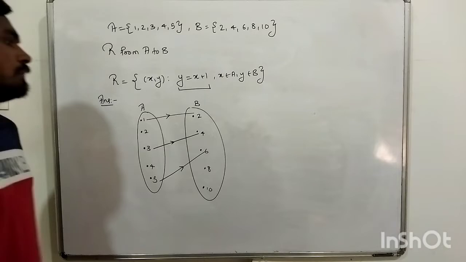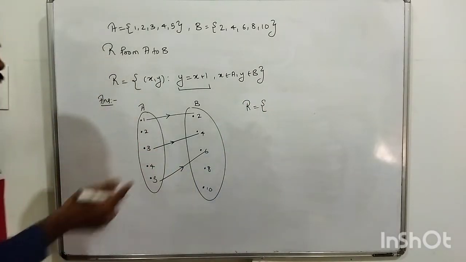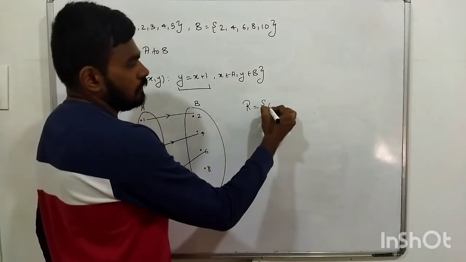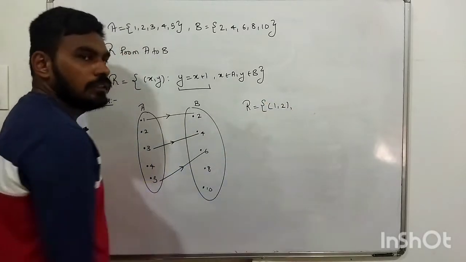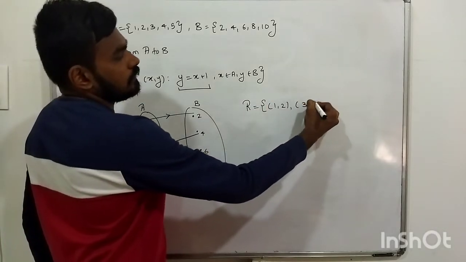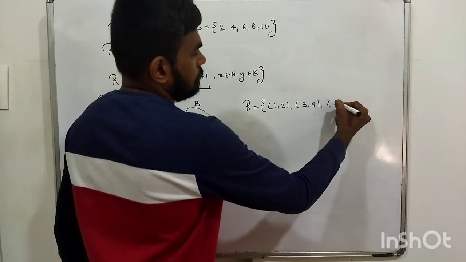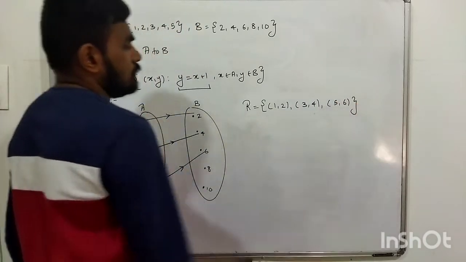And in roster form also we can write this now. It will look like: 1 comma 2 is the first element, correct? Then 3 comma 4 is the second element, and 5 comma 6 is the third element. So these are the 3 elements in the roster form.